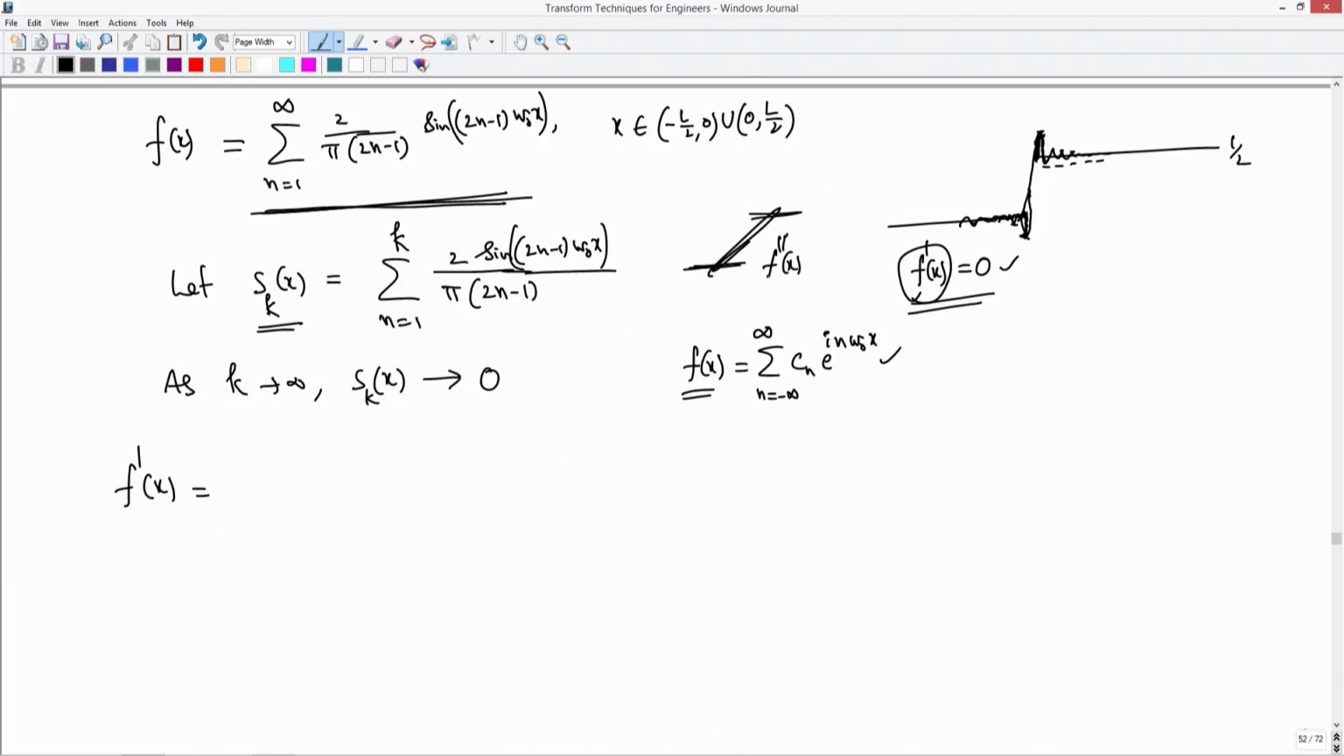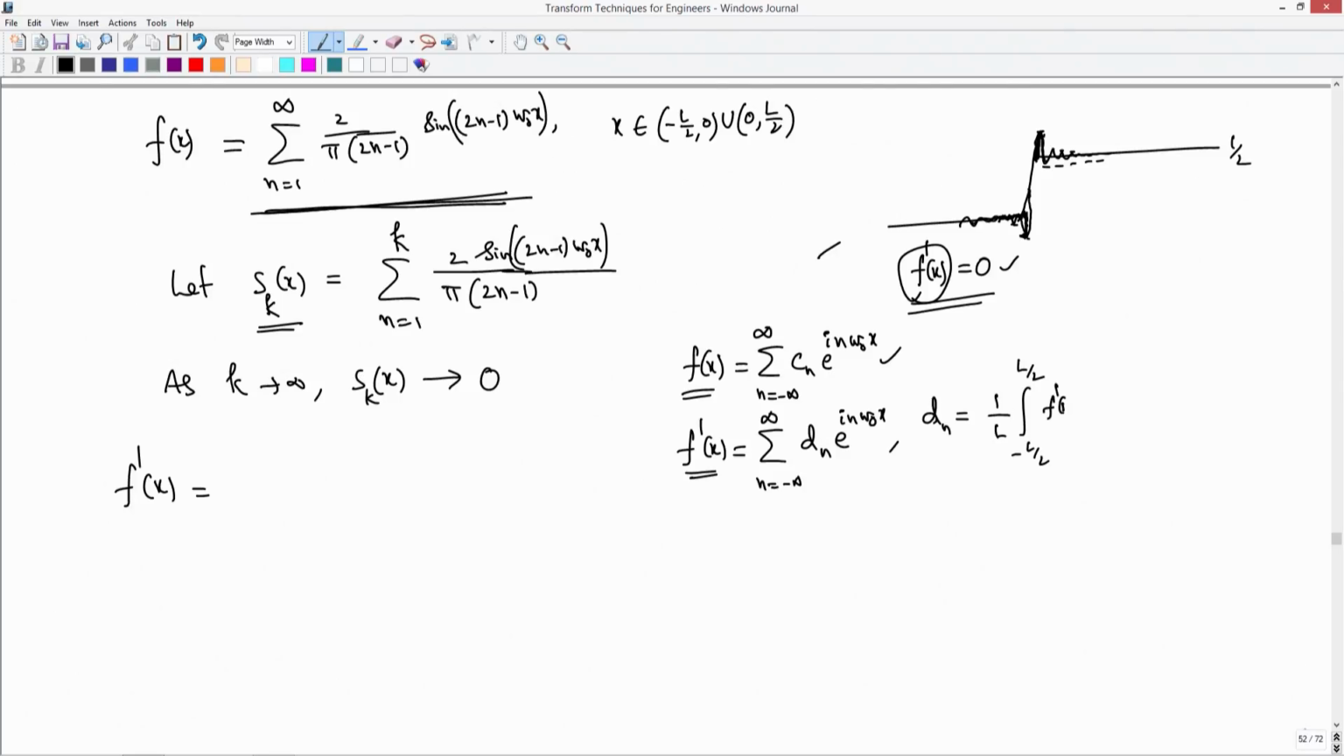If you consider f double dash, that is also a piecewise continuous function. So, for that reason f dash of x will also have a Fourier series, let me call it the sum of dn e power i n omega naught x, n from minus infinity to infinity. So, what are these dn's? The dn's are basically Fourier coefficients, that is 1 by L times the integral from minus L by 2 to L by 2 of f dash of x e power minus i n omega naught x dx.